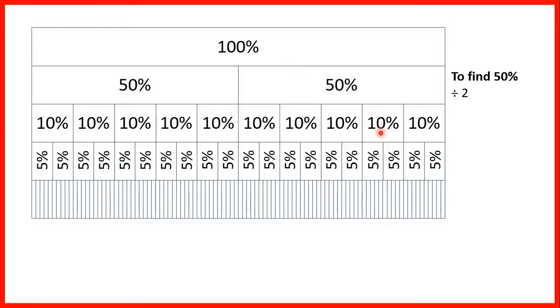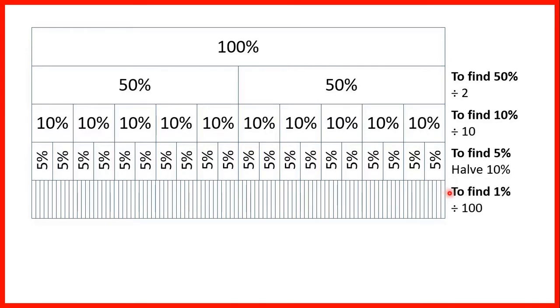If we want to find 10%, we can divide by 10, because 10 10% bars are the same as one 100% bar. Now, if we want to find 5%, we could divide by 20, but that can be quite tricky. So it's easier to find 5% by halving 10%: find 10% by dividing by 10, and then divide the 10% by 2 to get 5%. And if we want to find 1%, we can divide by 100.